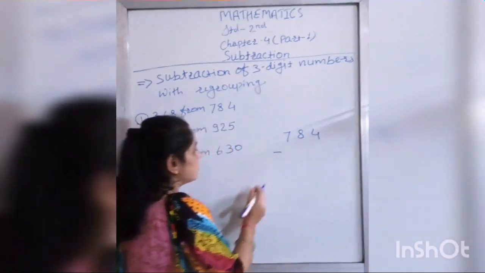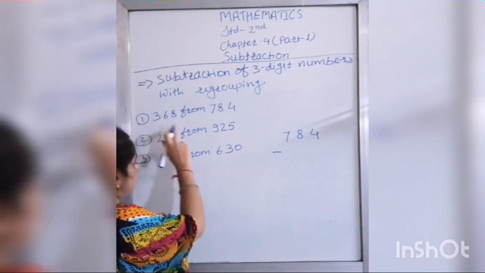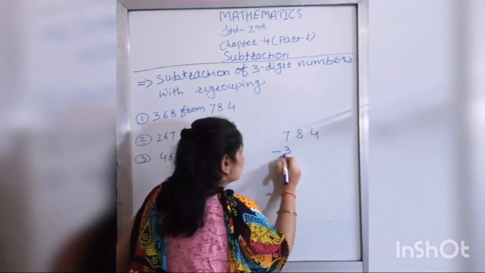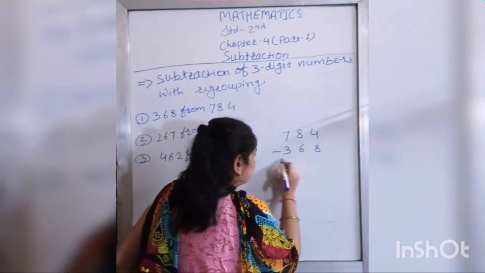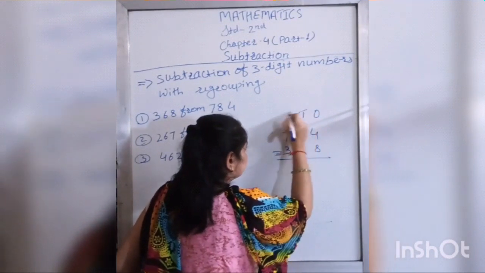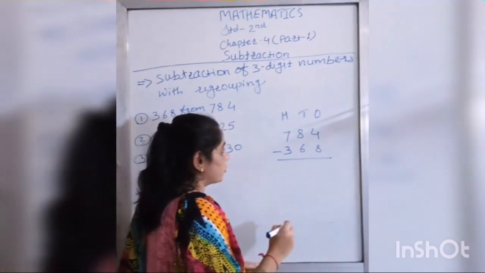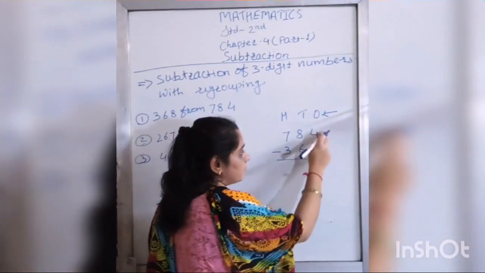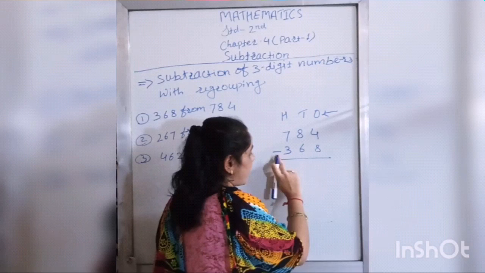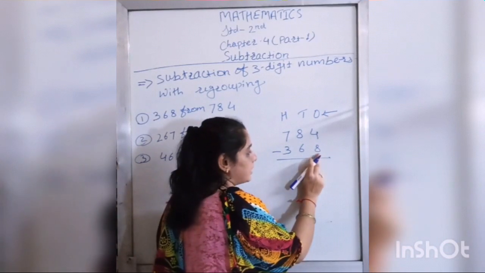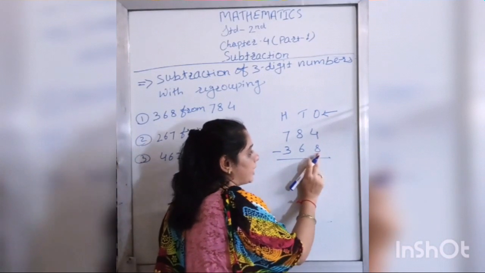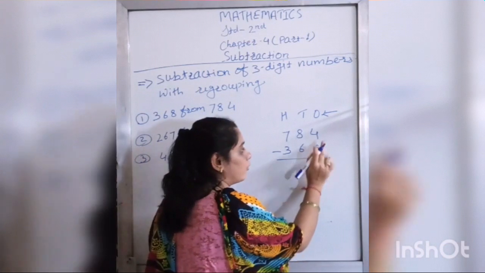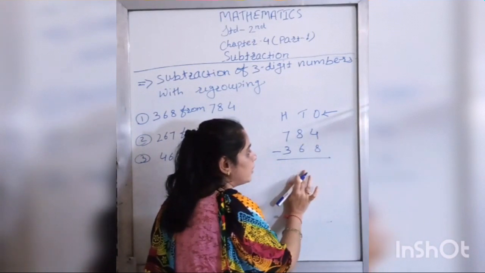784 minus the number we have to subtract, that is 368. Start subtraction from the ones place. What are the numbers here? 4 minus 8. As 8 is the bigger number, we cannot subtract this 8 from 4. So what will we do here?